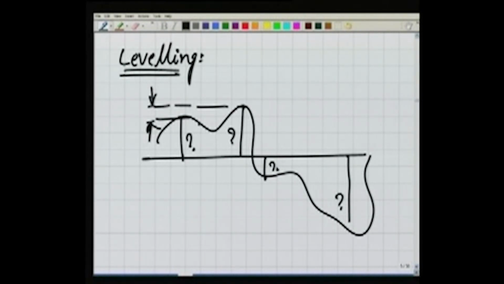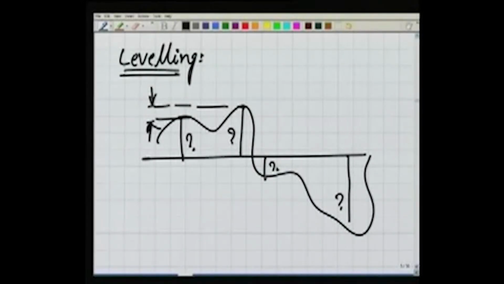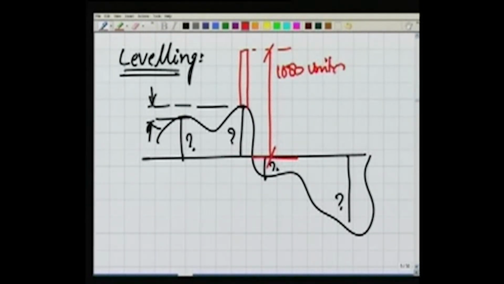Or, as we said earlier, not only are we going to determine these elevations, we are also going to fix some points at certain elevations. For example, let us say we want to construct a tower, with a total height from the datum of a certain value, 1000 units. Fixing this point T is also the job of leveling.